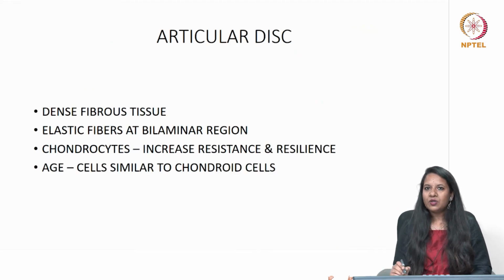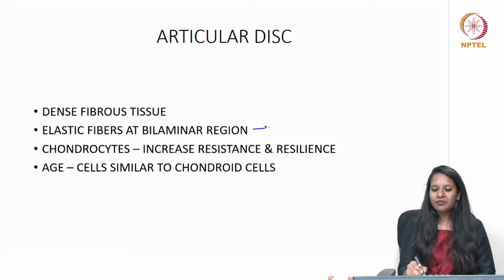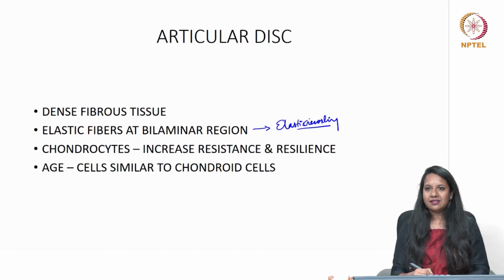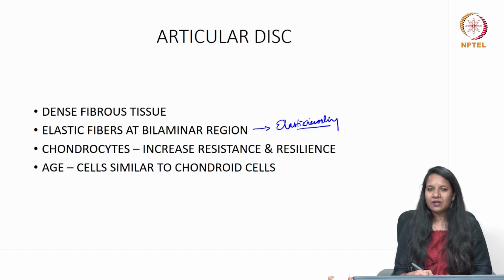Then comes the articular disc. It is a dense fibrous tissue and it has elastic fibers at the bilaminar region responsible for the elastic recoiling. That is, it retracts the mandible during the initial phases, and it has chondrocytes which increase the resistance and resilience. With advancing age, cells similar to chondroid cells will be present in the articular disc.